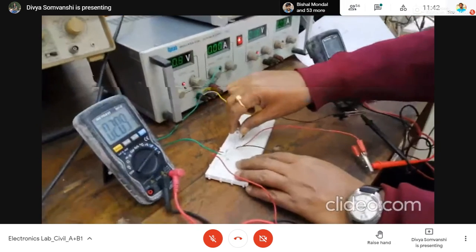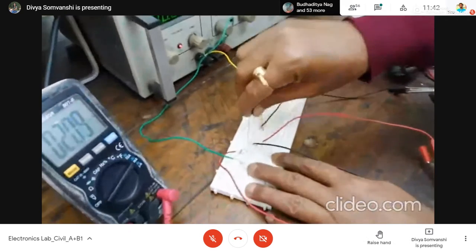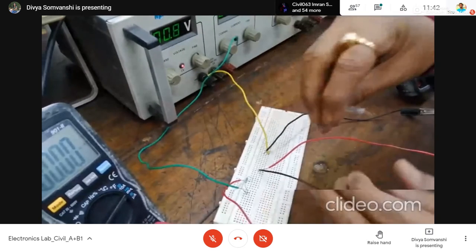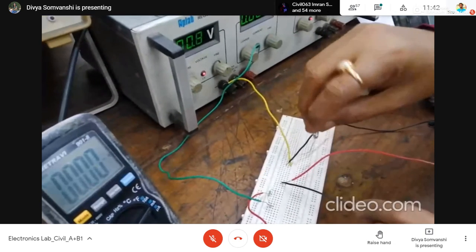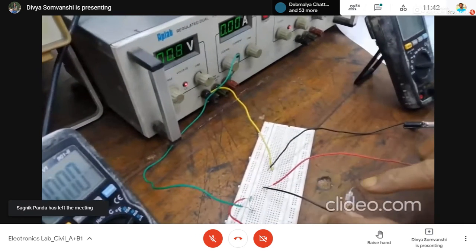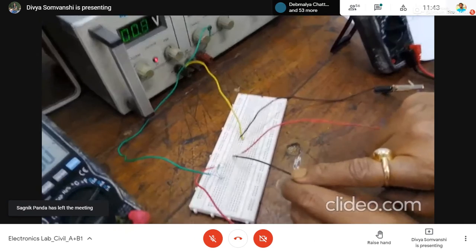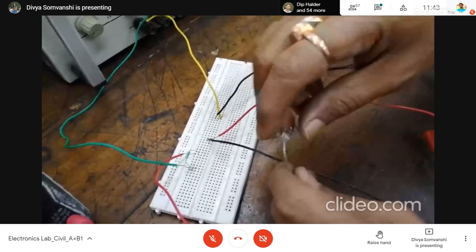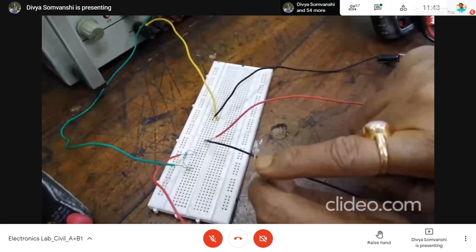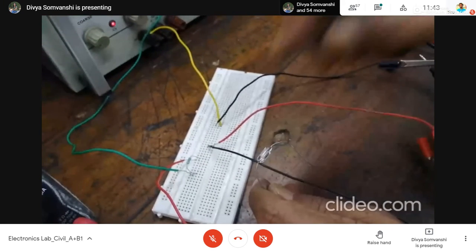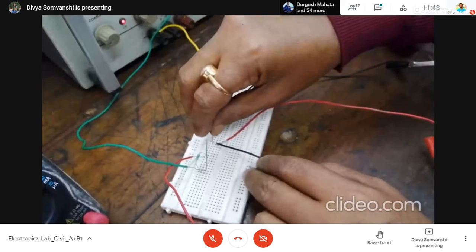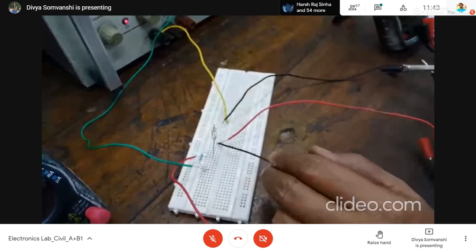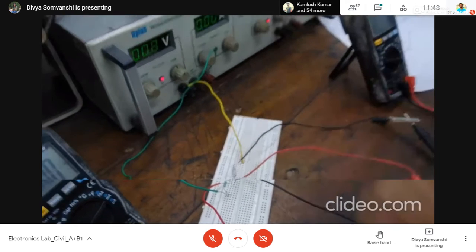The diode is now used in reverse bias, in just the opposite direction. Previously, this was the cathode side and this was the anode side. Now we have altered it, so the incoming side is your cathode side and this is the anode side. Now you just connect here. Now what happens there?